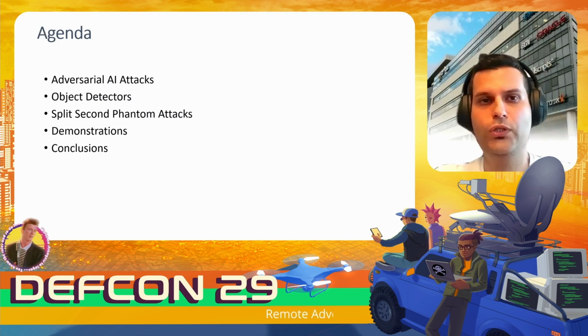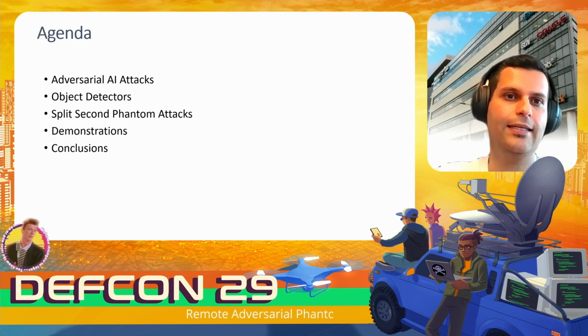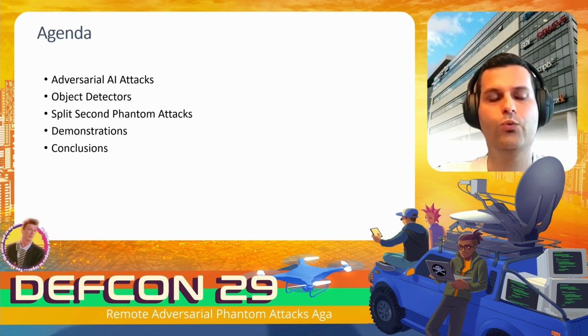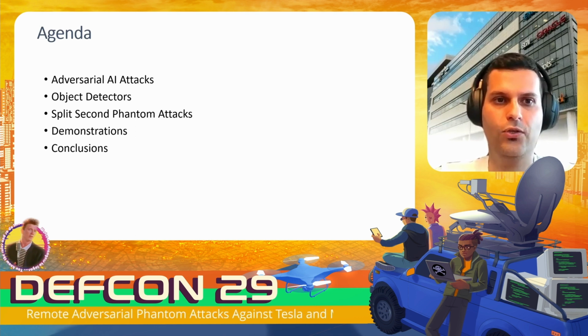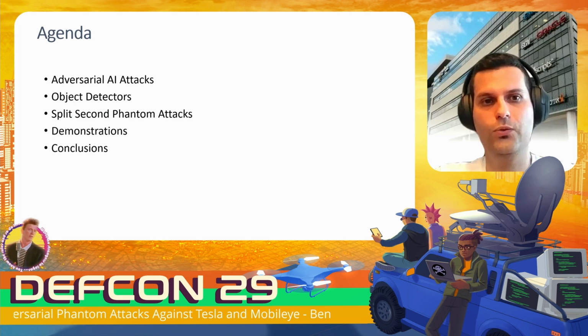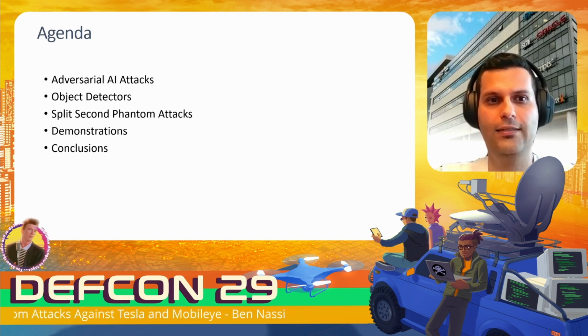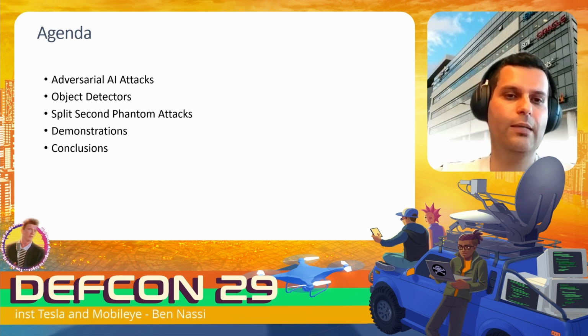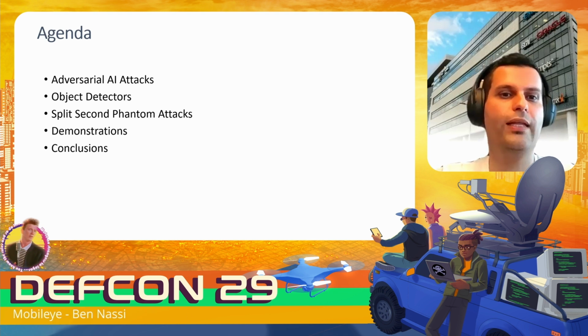Now, this is the agenda for today. We will start by discussing adversarial AI attacks. We will then discuss object detectors, and we will move on to discuss split-second phantom attacks. Finally, we'll see demonstrations of the attack, and we will end with some interesting conclusions about the attack.